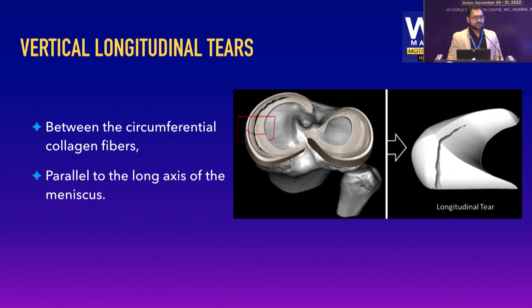First is the vertical longitudinal tear. The vertical longitudinal tears are the tears between the circumferential fibers of the meniscus. These tears are parallel to the long axis of the meniscus. Means these are along the circumferential fibers, and the tears extend parallel to these circumferential fibers.